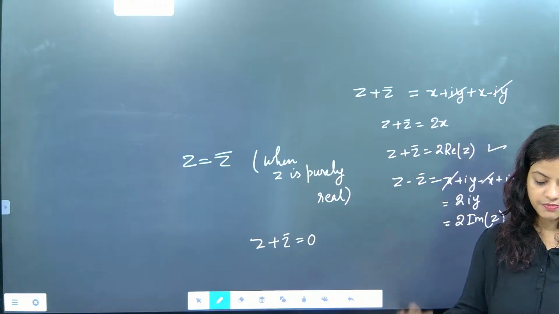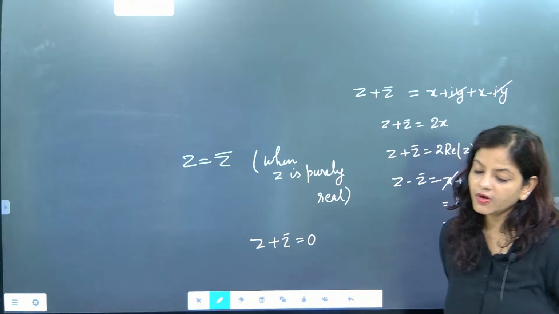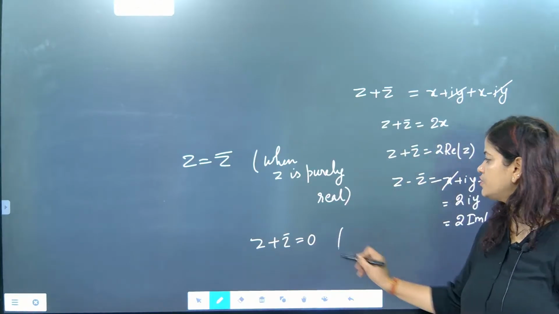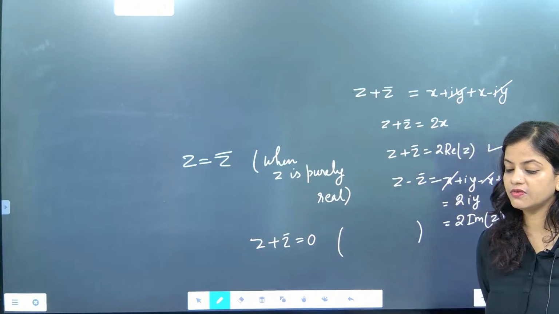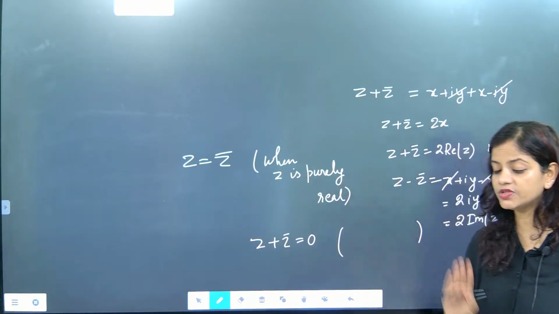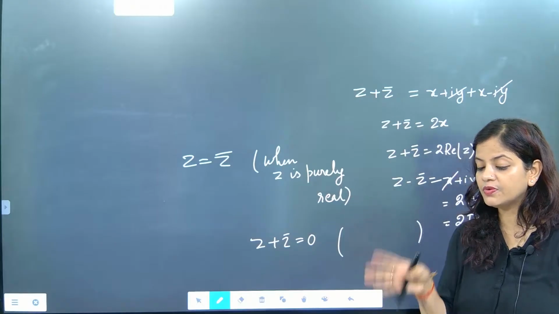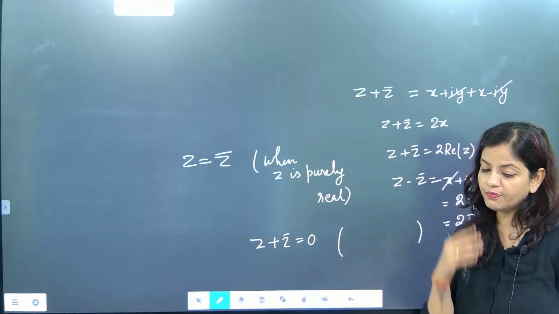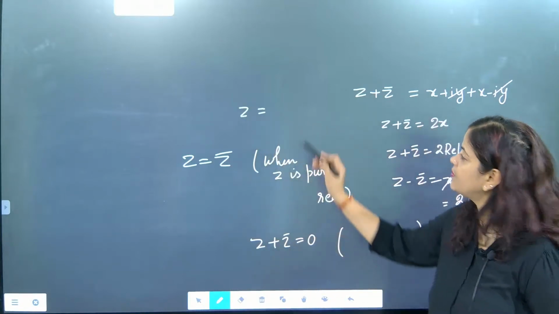Z plus z bar equal to 0. Think about it: z plus z bar is equal to 0. What conclusion are you going to draw here? When z is equal to z bar, we drew the conclusion that z is purely real, imaginary part is 0. Okay, z is purely real. Purely real means we can write like this. Last class also I explained about it.